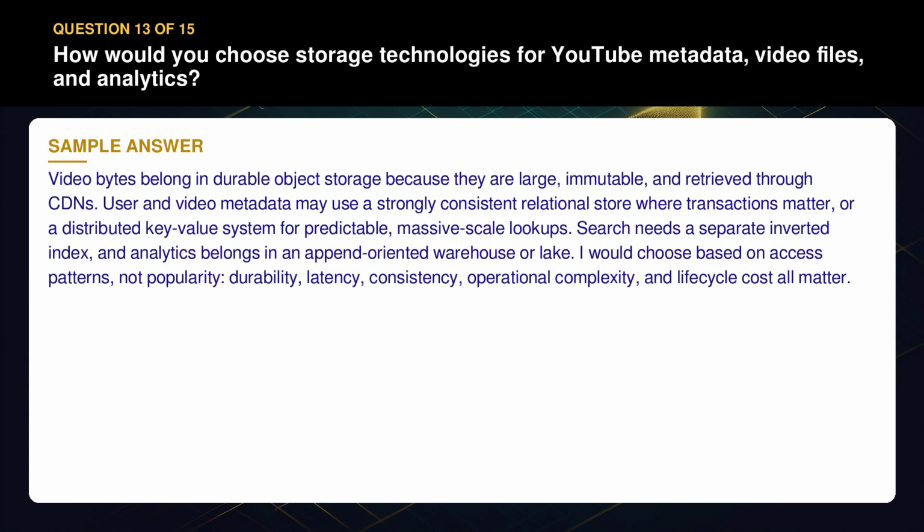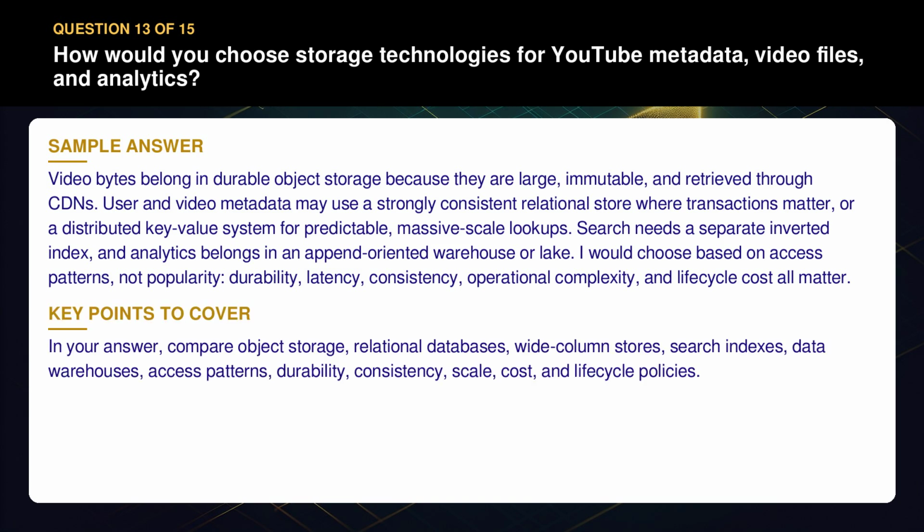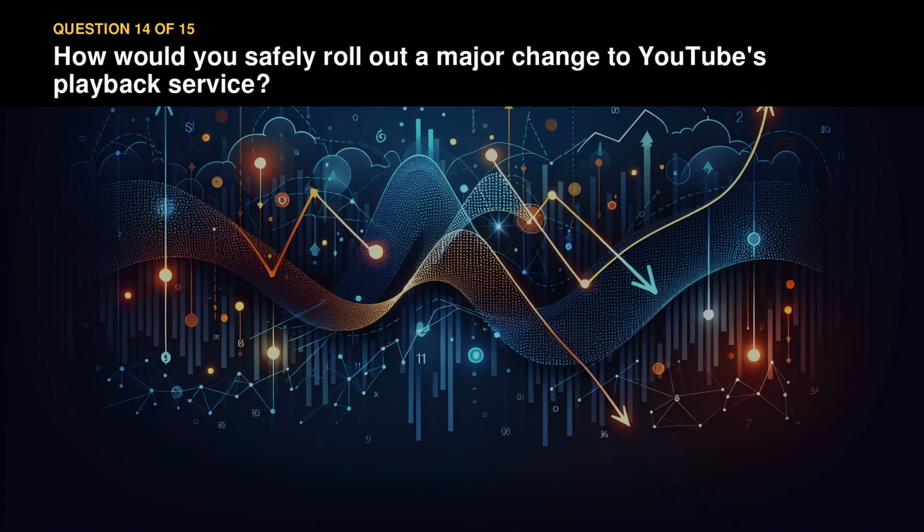I would choose based on access patterns, not popularity. Durability, latency, consistency, operational complexity, and lifecycle cost all matter. In your answer, compare object storage, relational databases, wide column stores, search indexes, data warehouses, access patterns, durability, consistency, scale, cost, and lifecycle policies.